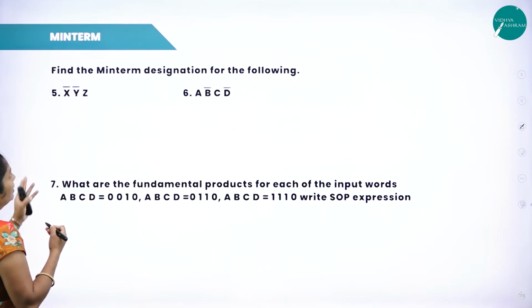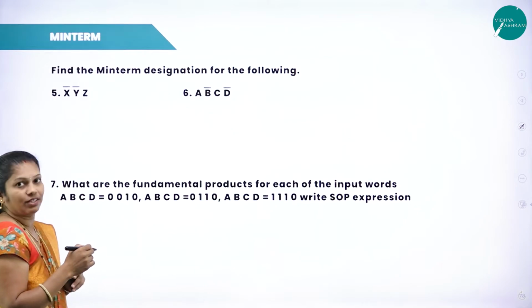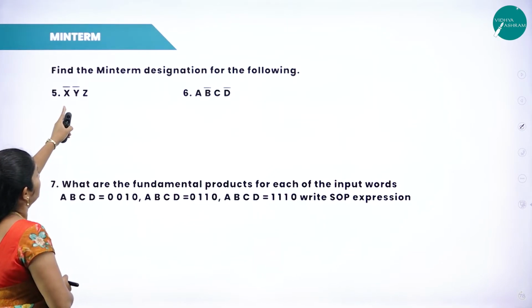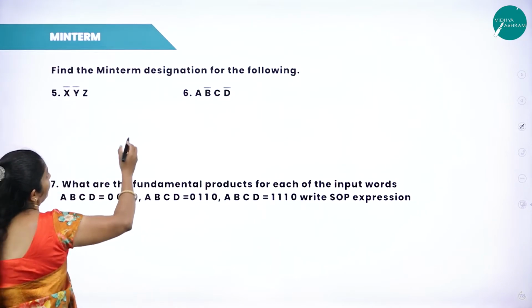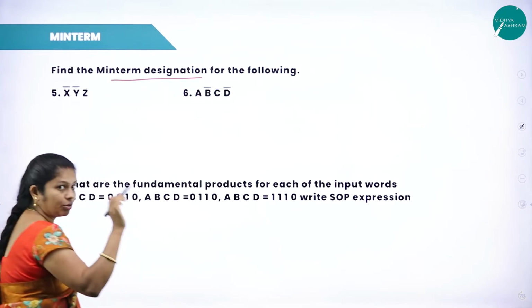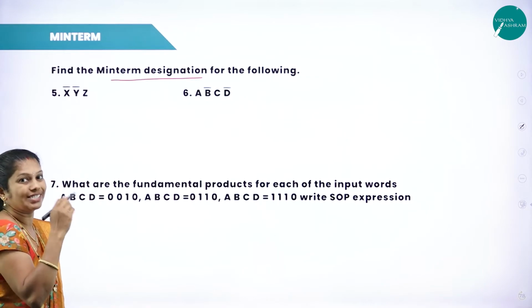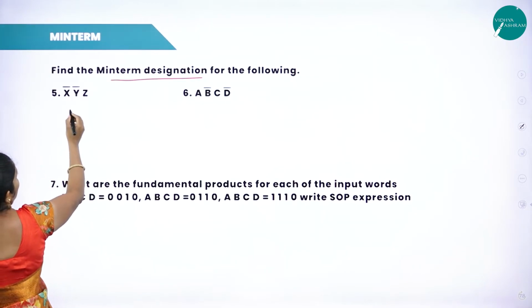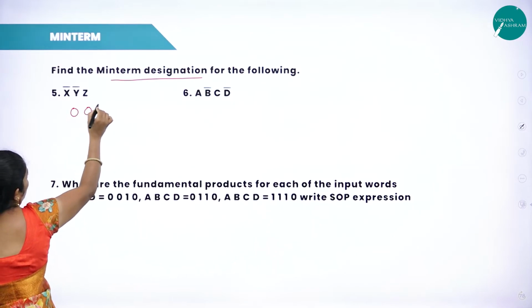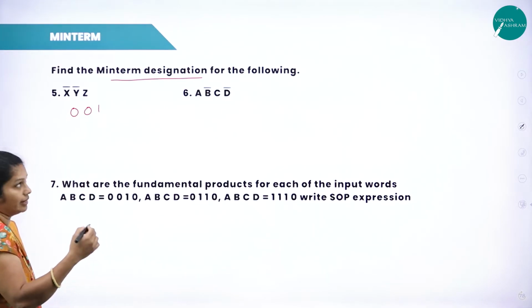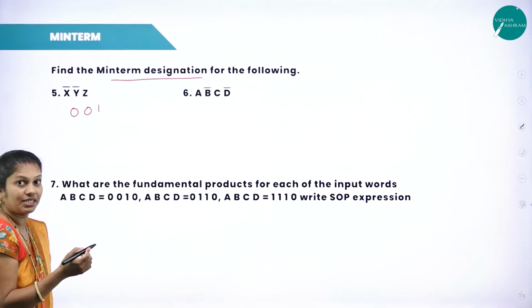Now we will find the min term and designation for the following. Consider we have the equation x bar, y bar, z, and here a, b bar, c. Question: find the min term designation. The only thing you have to write is the designation. What is the designation here? X bar, y bar and z. That's why 0, 0, 1.